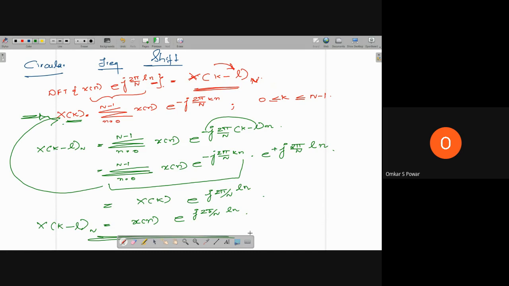So all these properties, like the twiddle factor properties, periodicity and symmetry, and the properties of DFT like linearity, periodicity, circular time shift and circular frequency shift, are very important from the point of view of the exam. So make sure you study once and write it once again.